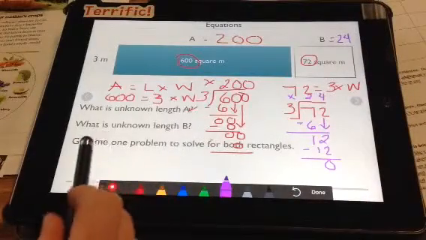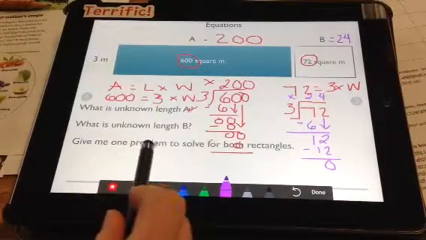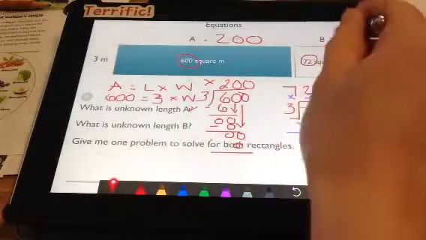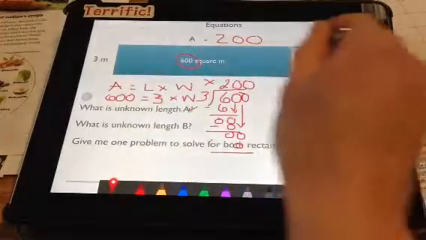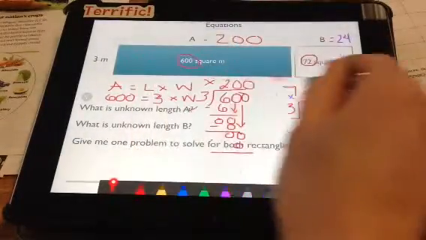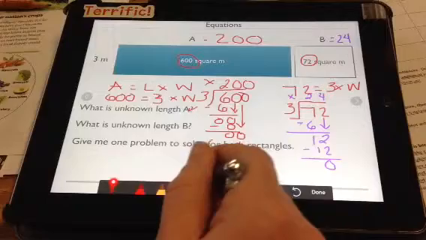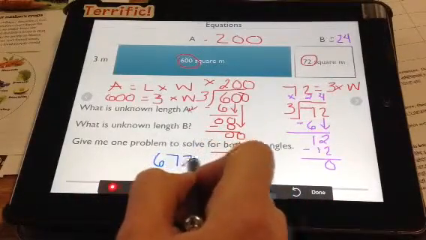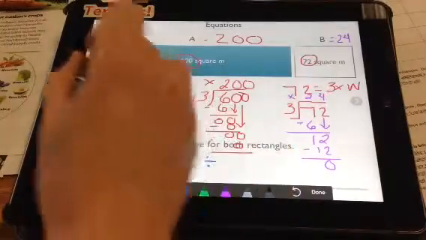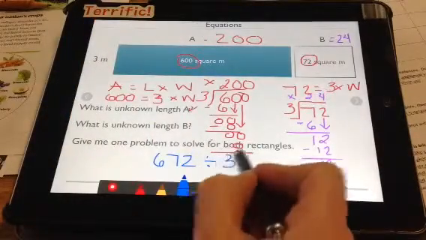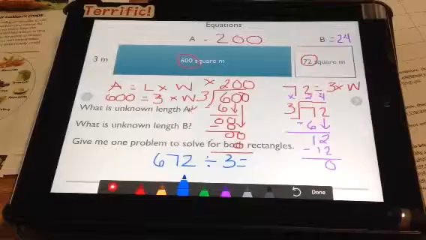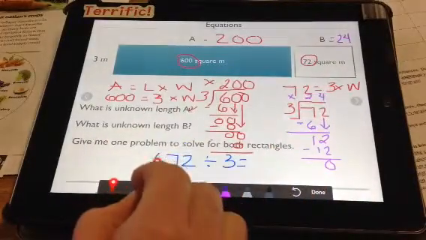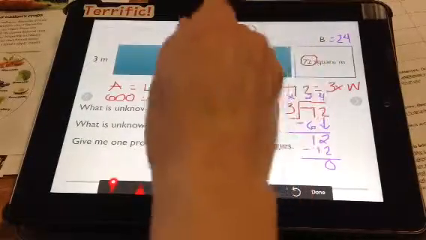But then I have one more issue. Give me one problem to solve for both rectangles. I just want one problem. Well, in order to do that, you take both of your areas, 600 plus 72 is 672. And we're going to divide it by our side, which is 3. That's really the problem we solved for. And we know the answer already because we had broken it up into 672.